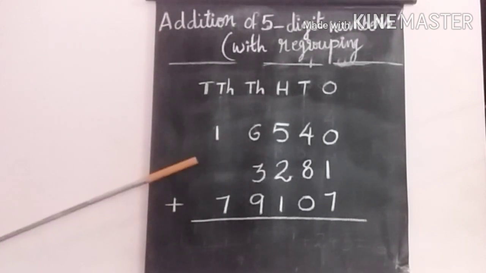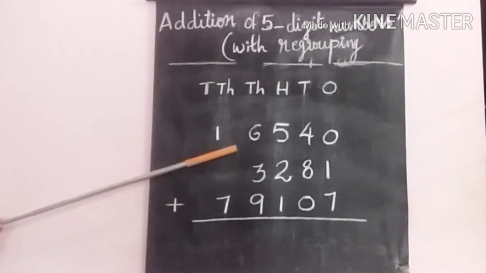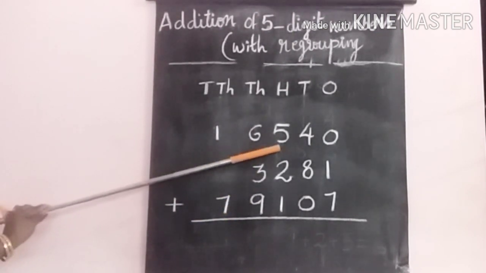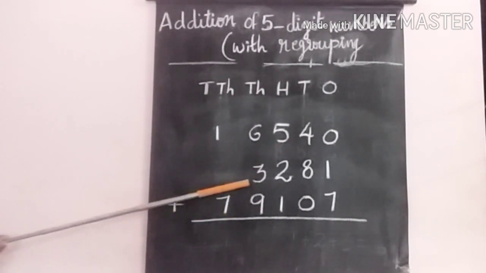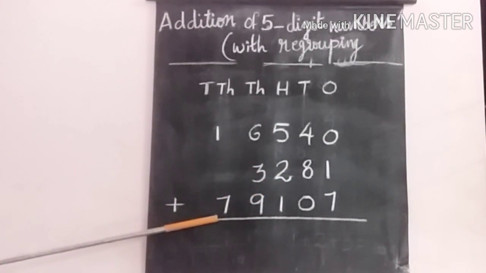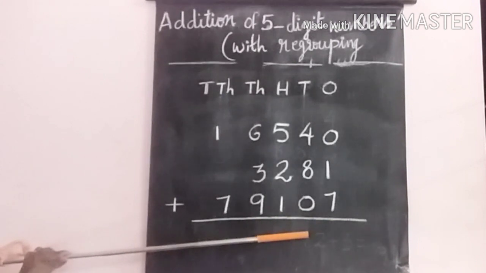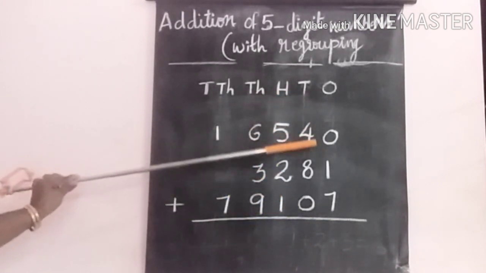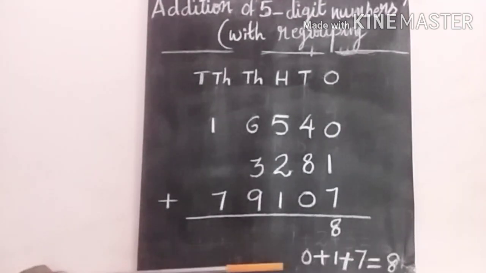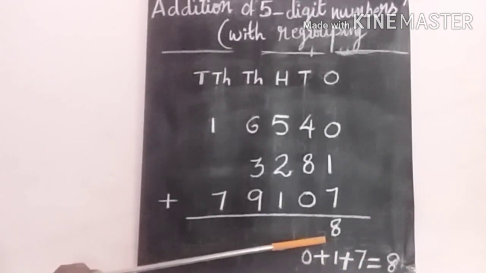See, in this example, we can add 3 numbers. Okay, 16,540, 3,281 and 79,107. So, first add ones place digits. That is 0 plus 1 plus 7. That is equal to 8. That you can write in ones place.